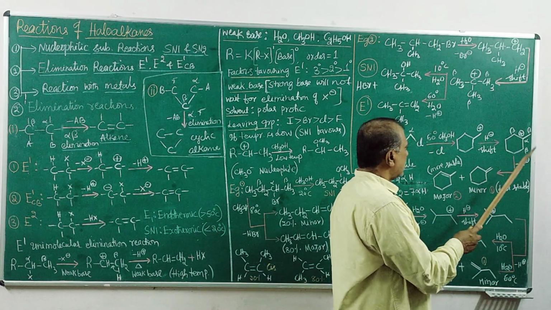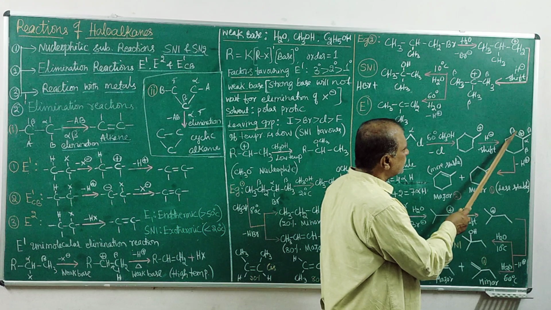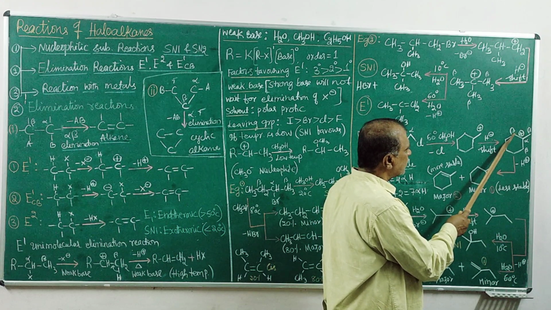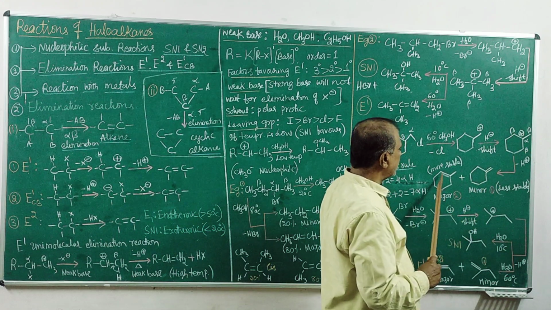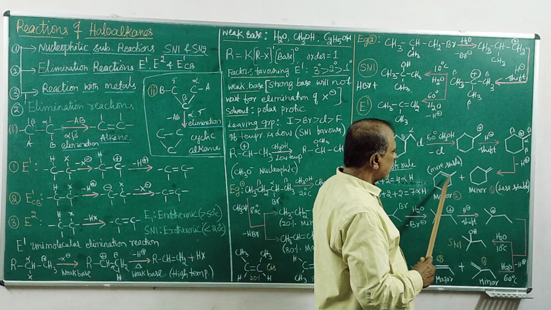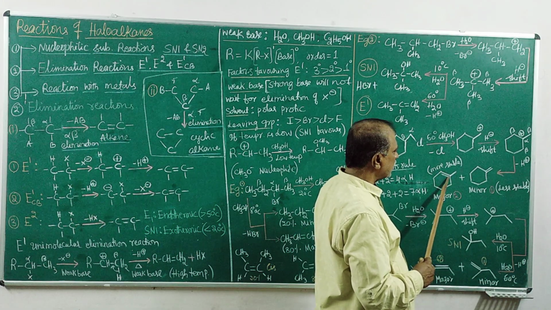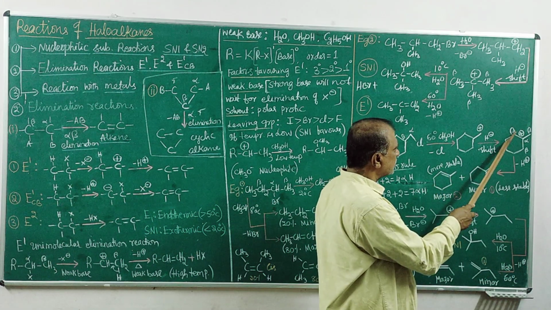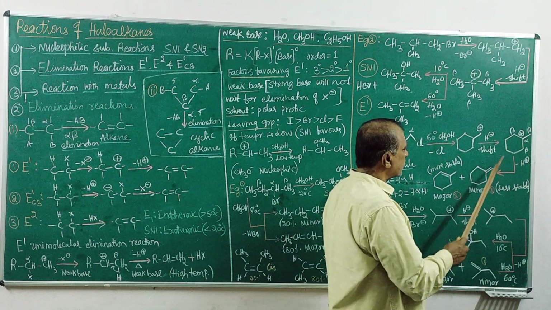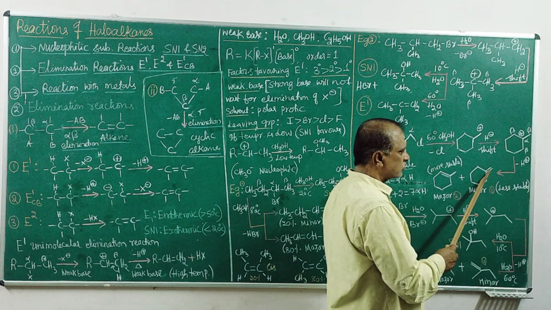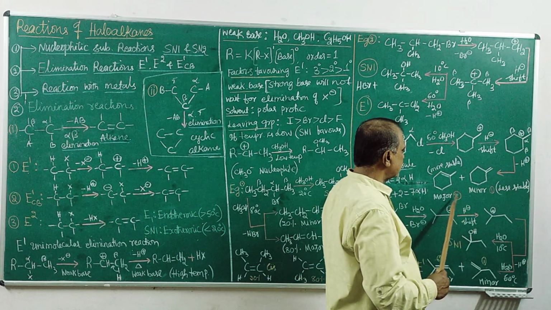Then another possibility is, if you remove this hydrogen, what is the hydrogen of this carbon? Either this or this, both are same. You get this carbon. What is that? Alkene like this, with a double bond between this carbon and this carbon. If you remove H plus from this, it becomes an alkene here. So this is minor, this is major.